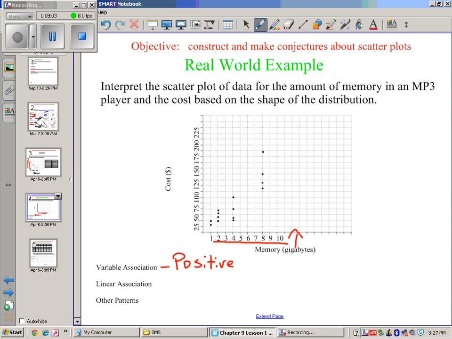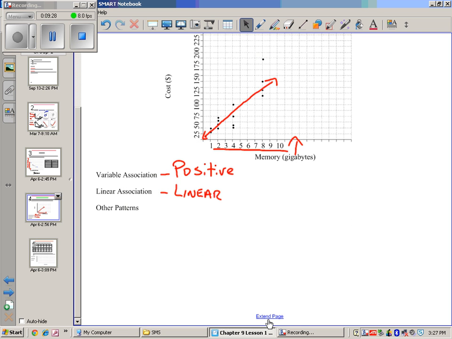Okay, let's look at our linear association. Does this form more of a straight line or a curve? I would say if we just drew a line pretty much close to the middle there, that would be linear association. Remember our 2 options are linear association or nonlinear. And our last one, other patterns.